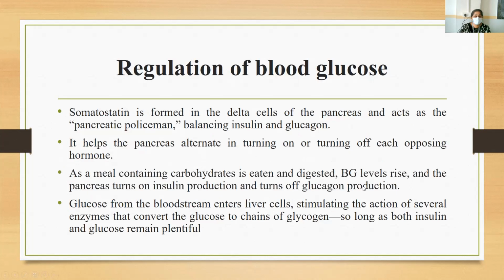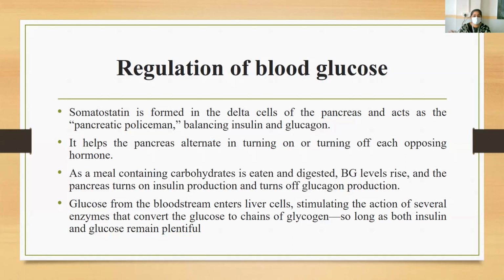Now, there is yet another hormone called somatostatin. What does it do? Somatostatin is formed in the delta cells of the pancreas. We were discussing alpha cell, beta cell, and now the delta cell. Inside the pancreas you have different categories of cells. The delta cell acts as a pancreatic policeman. What do traffic police usually do? They direct, okay, you people can come this side, and they stop the flow of traffic from another direction. In the same way here, insulin has one role, and glucagon has just the opposite role.